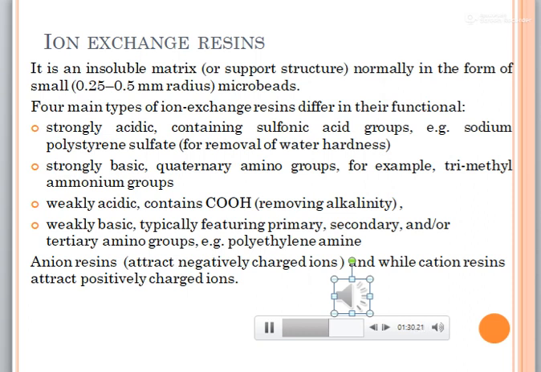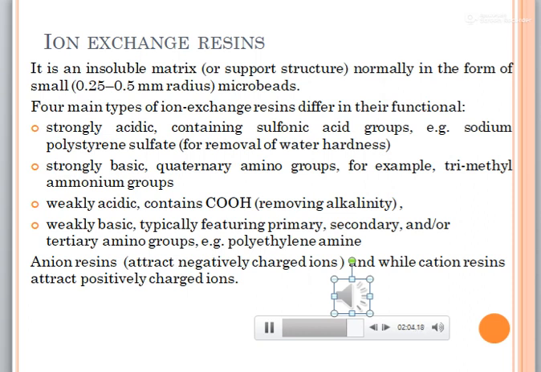Ion exchange resins may be divided into two categories: anion exchange resins and cation exchange resins. Anion exchange resins attract negatively charged ions, while cation exchange resins attract positively charged ions. The removal of sodium chloride from solution occurs by two ion exchange reactions. First, the water is passed over a solid cation exchanger in the hydrogen form. Next, the water is passed over an anion exchanger in the hydroxide ion form.